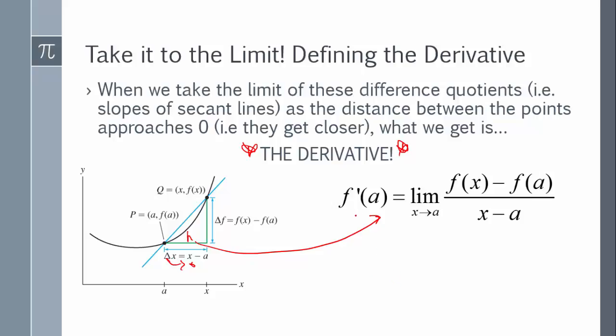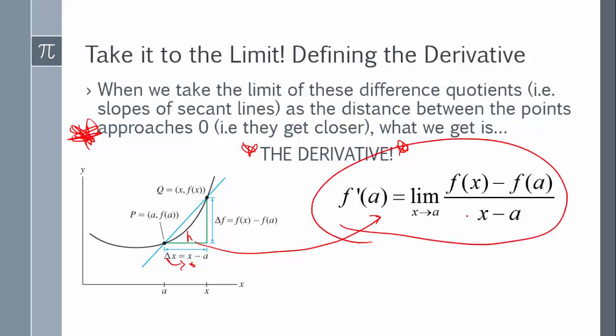Okay? The derivative at a point A is the slope of the line that is tangent to f of x at A. And you get that slope by taking the limit as x approaches A of the difference quotient, f of x minus f of A, all over x minus a. This is huge. Put this in your notes. Put this on a note card. We need this definition down.